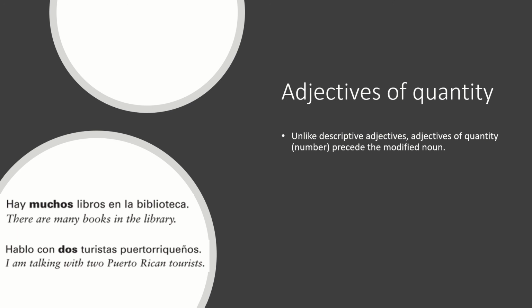Second example is hablo con dos turistas puertorriqueños. So I'm talking with two Puerto Rican tourists. The second one is a fantastic example because we have both a descriptive adjective in this sentence and an adjective of quantity. So our adjective of quantity is dos, or two. Notice that comes before the noun, so I know how many of that noun I have. The second part is the adjective of description, which is going to be our nationality, puertorriqueños. Okay, so puertorriqueños is coming after the noun that it's modifying.